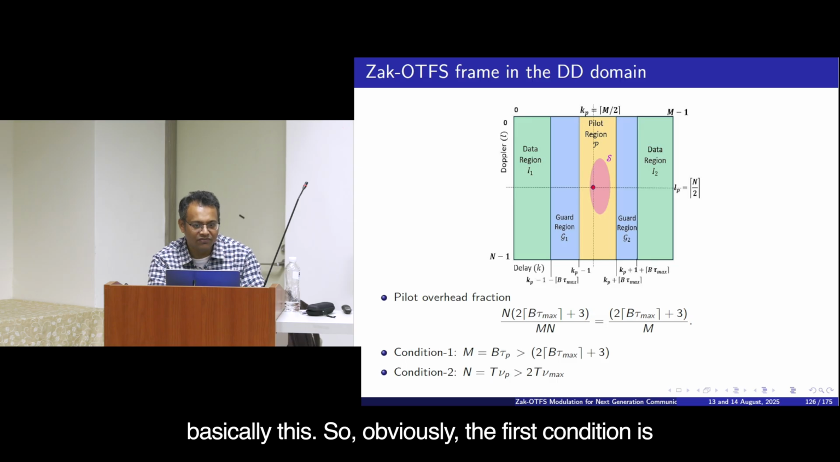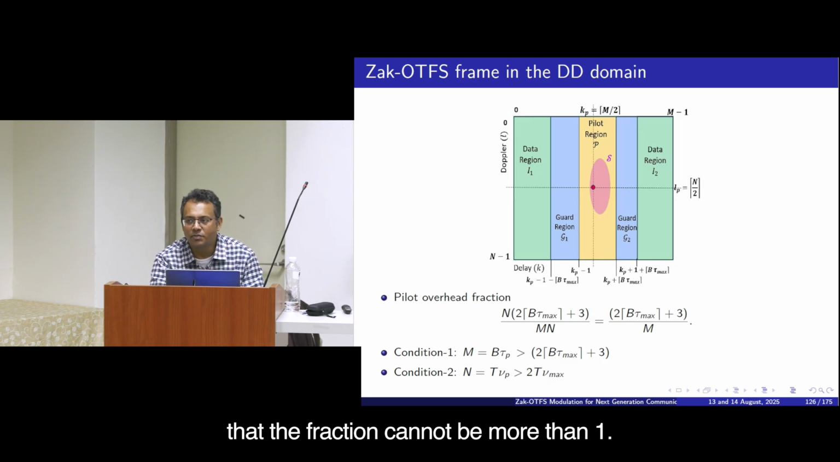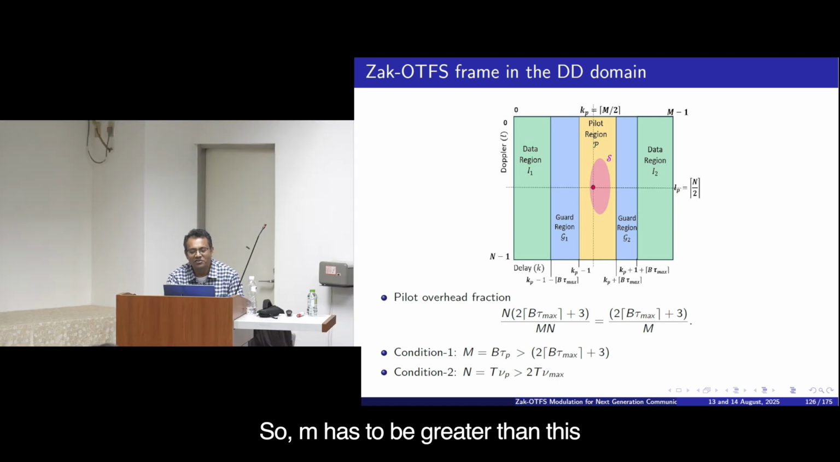So, obviously, the first condition is that the fraction cannot be more than 1. So, M has to be greater than this, okay, M has to be greater than this thing, right. That is the very first condition. So, that gives you a lower bound on the value of capital M that you have to choose. You cannot choose capital M to be arbitrary.